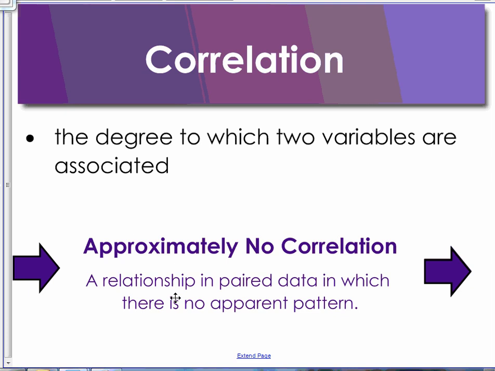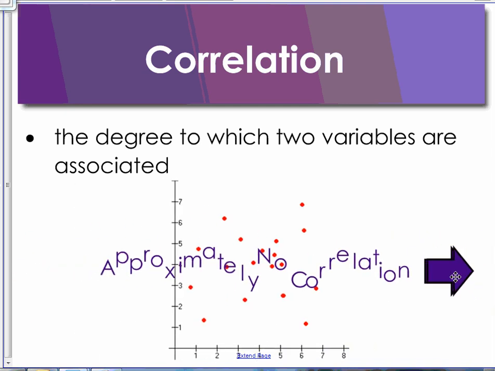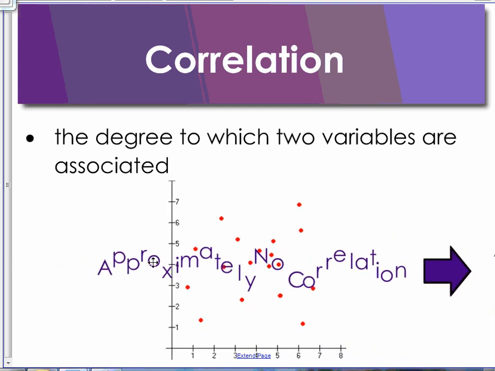Oftentimes there's approximately no correlation, a relationship in paired data in which there is no apparent pattern. For example, in this case, there's really no pattern. You see all these little dots, they're all over the place.